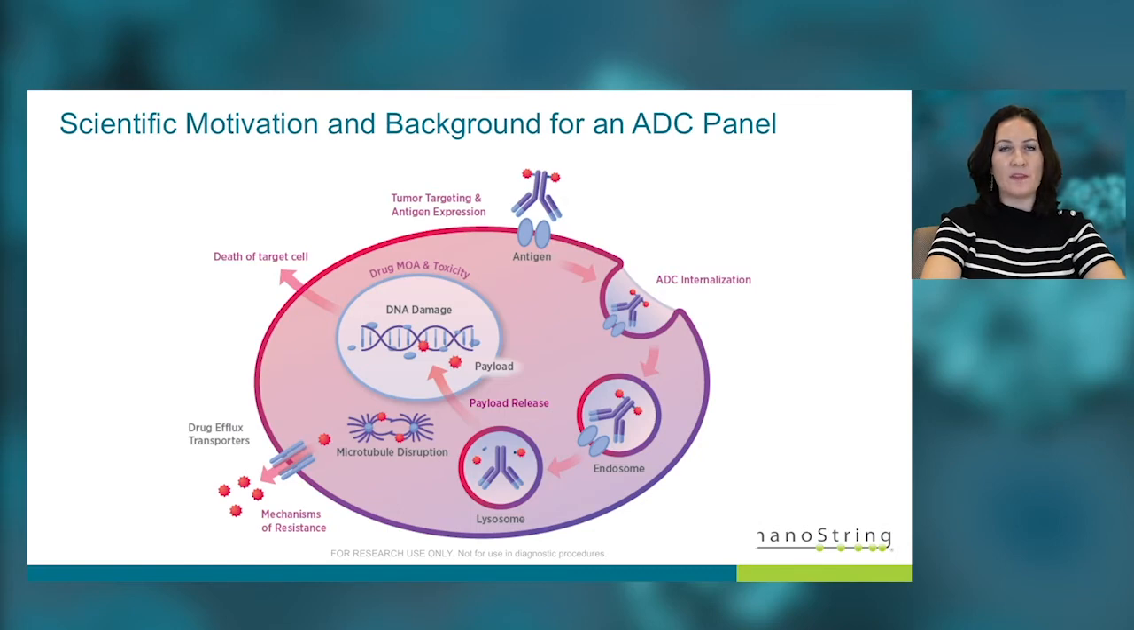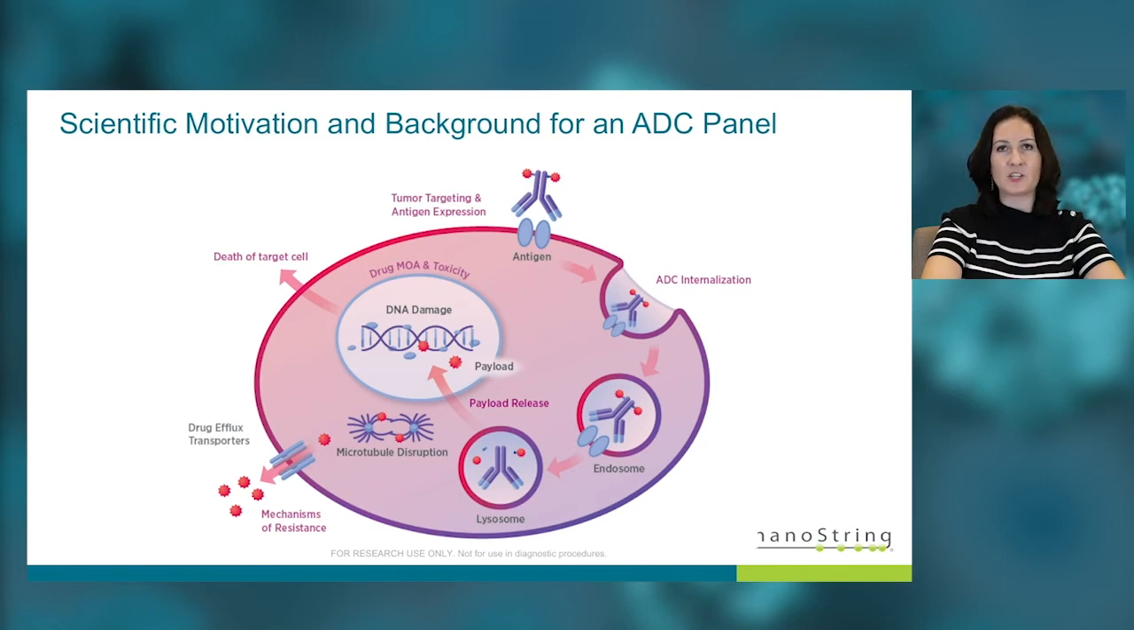That endosome then matures into a lysosome, and through a variety of possible mechanisms, the payload is released from the antibody in the process of lysosome maturation and function. This can be done by pH, by specific enzymes, or by degradation of the antibody itself. This then leaves the payload free to exit the lysosome when it degrades and enter the cytoplasm, where it can perform its particular mechanism of action.